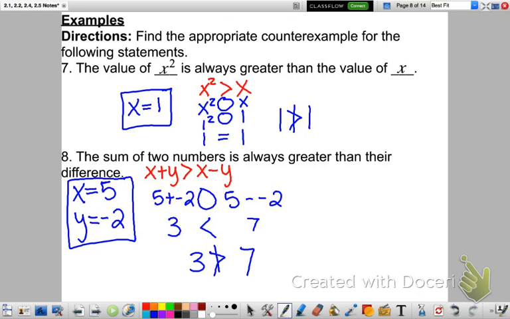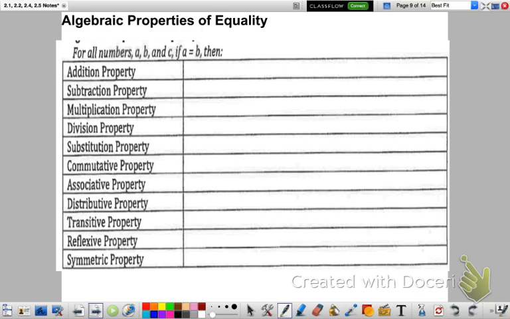Let's move on to the algebraic properties of equality. The algebraic properties of equality are based upon the assumption that a, b, and c are numbers and a is equal to b. The addition property says that if a is equal to b, then adding c to a should be the same as adding c to b. Then if we take c away, it should be the same on both sides. Again, for multiplication and division.